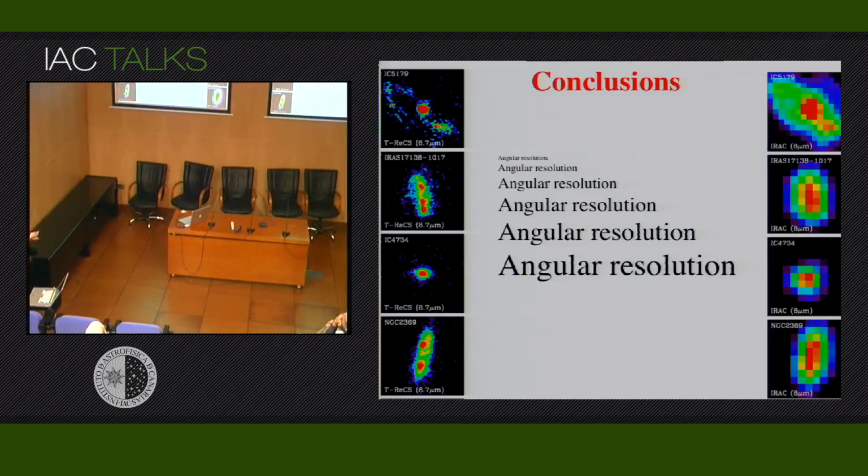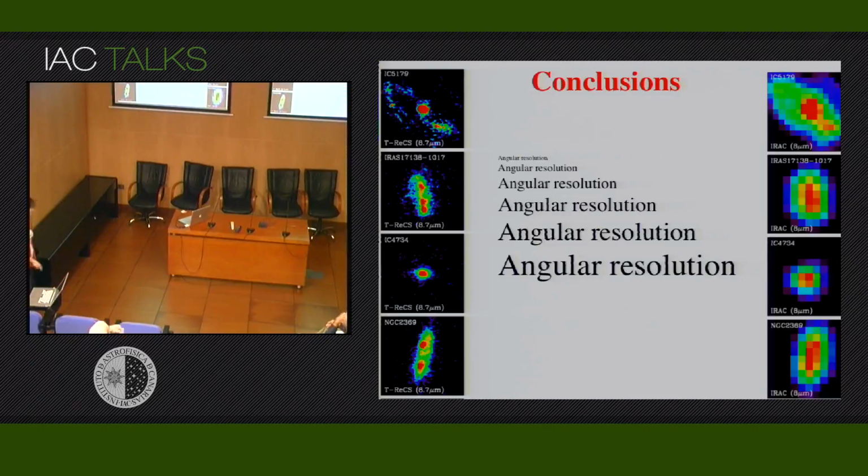And you put up the T-ReCS kind of spectra, and you blank out below 7 microns and above 13 or 15 microns. How important do you think the 5 micron and 3.5 micron window would be, the L and M bands?